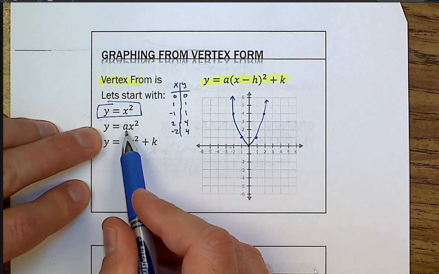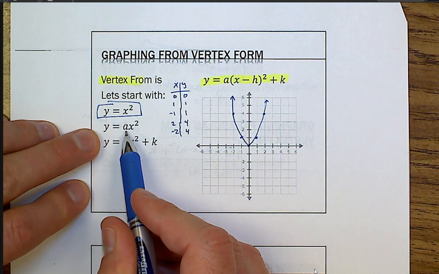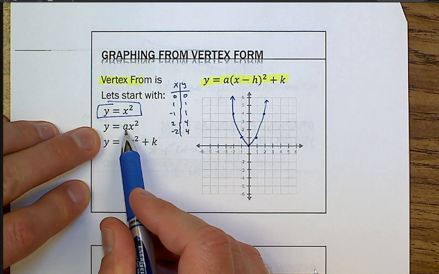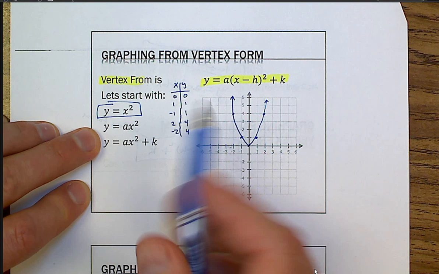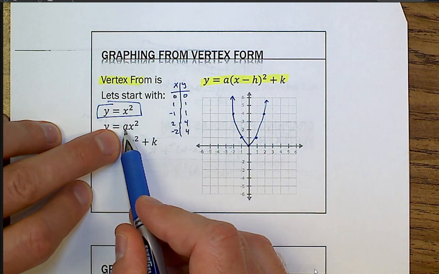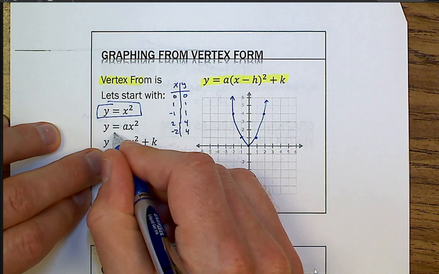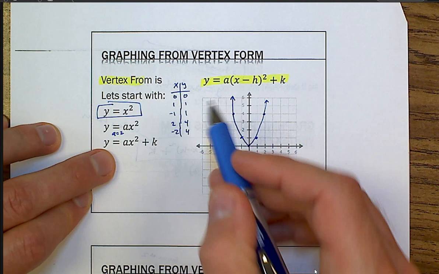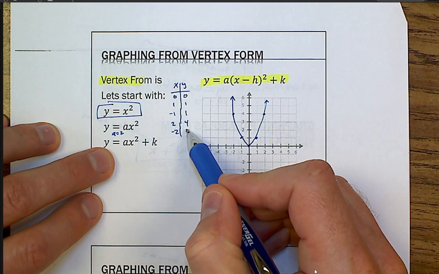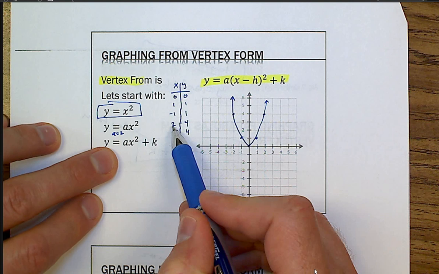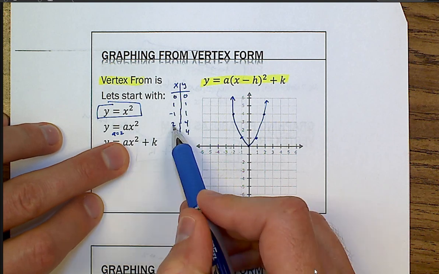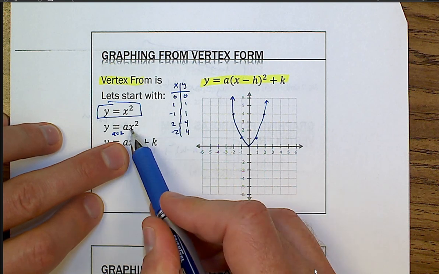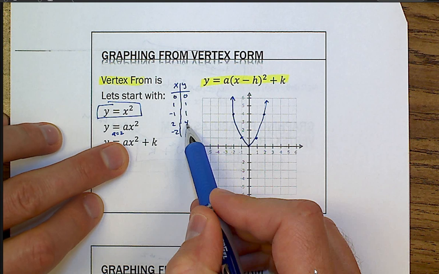Now I want you to think about this for a second, and we've talked about this. What does your A value do? Your A value either stretches it or it shrinks it. Now think about that. If I had a 2 here for A, let's say A equaled 2. Well, all of these numbers right here would be multiplied by 2. If I plugged in my 2 for x, I got 2 squared, which is 4, but then I have to multiply that by 2, I'd get 8. So everything is multiplied.